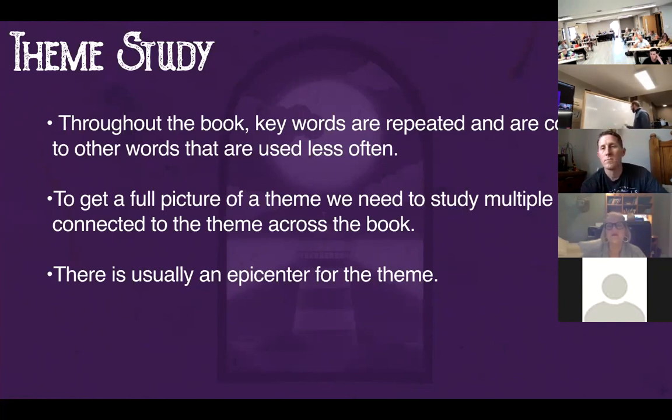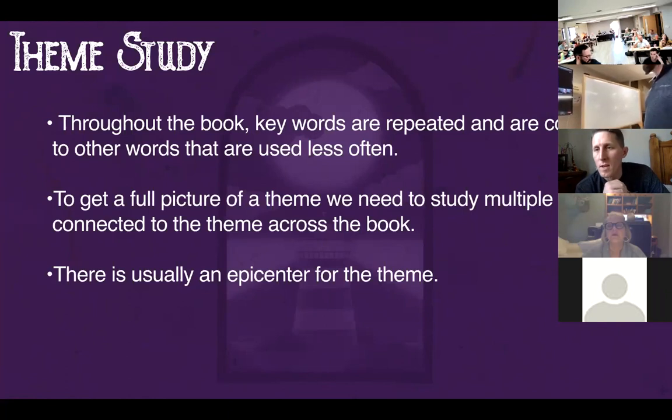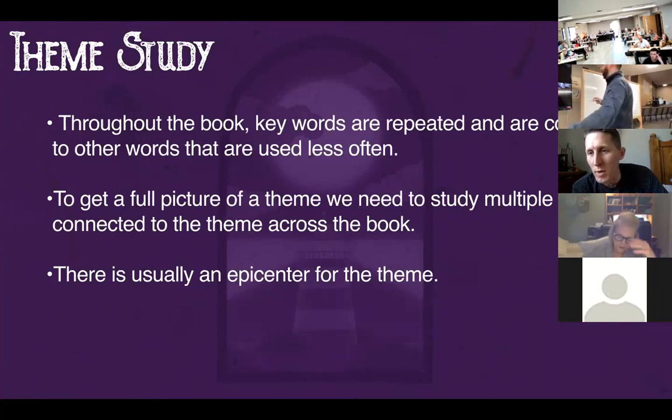Can we see that, Doug, on any of the pictures we've got? I can't hear you, Doug. Sorry, no, I don't think we can see it, but if you verbally process it, we'll be able to track with you.